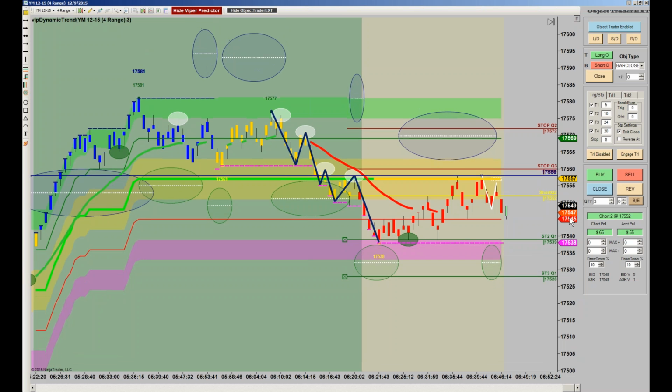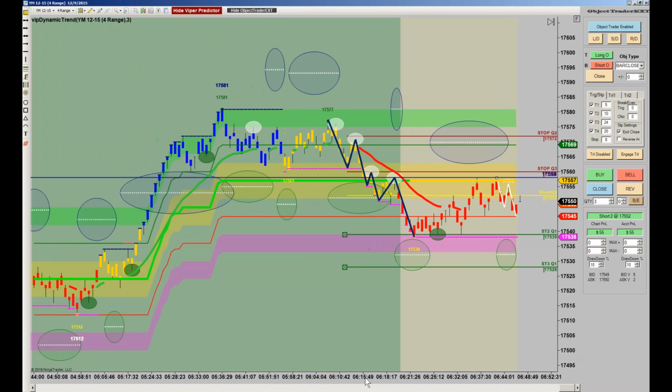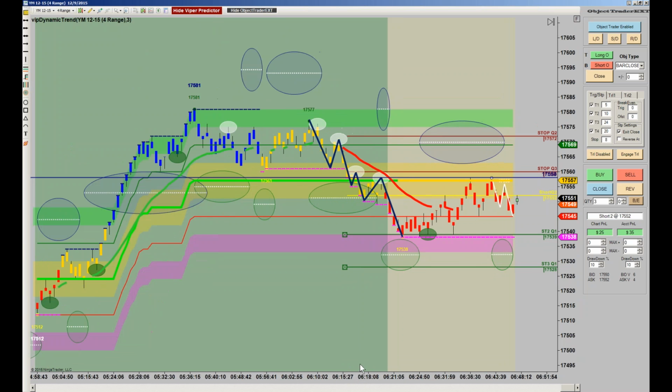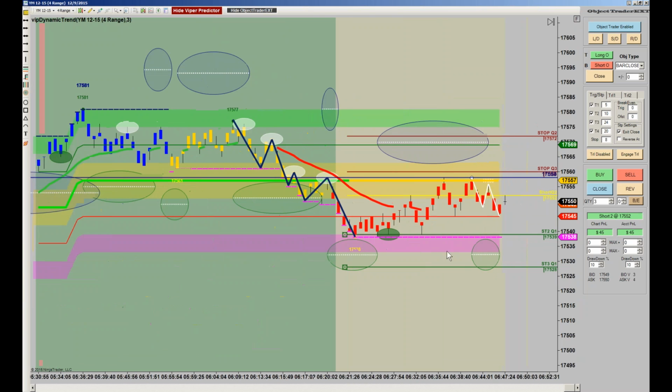We'll go ahead and get one out of the way. Looks like a pretty good area right there where that ellipse is, doesn't it? Okay, now is this swing identified right here? Yes, it is, isn't it? So could we put our stop right there? Yes.